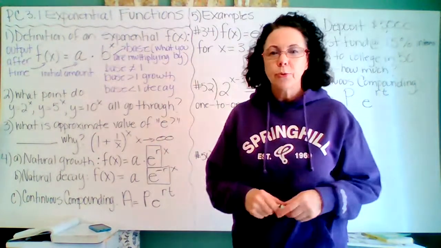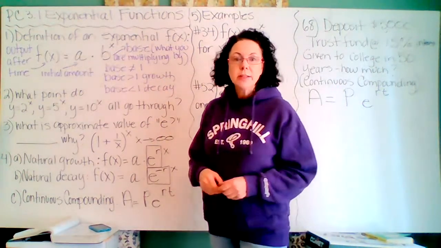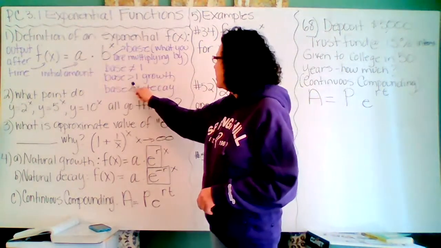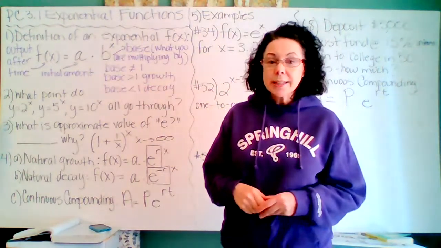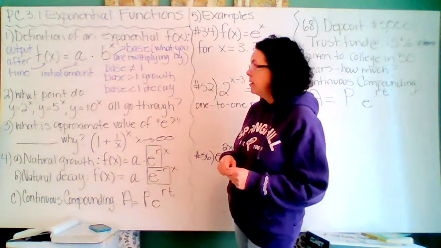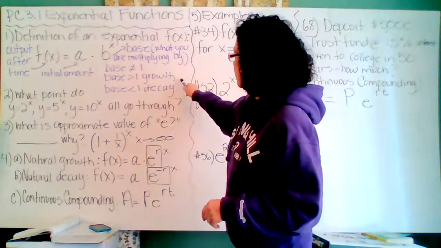It's kind of the way the real world grows and decays. Your base is never 1, because otherwise you won't see growth or decay when you keep multiplying by 1. If your base is greater than 1, then you're going to see growth from your initial amount. If your base is less than 1, like a 1/2, you're going to see decay from your original amount.